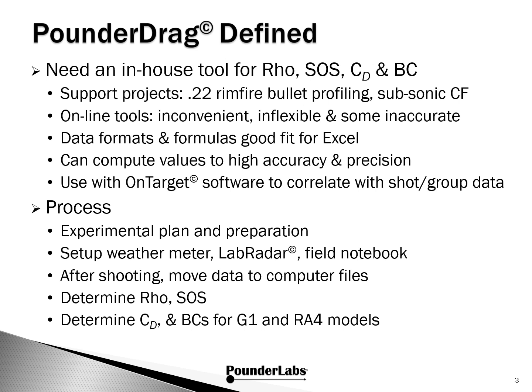Overview of the process, quite simple. We generally have a plan for what we're going to do and prepare for that. And then set up a weather meter, LabRadar, field notebooks, do our shooting, and then move the data into computer files. First step is to calculate environmental factors, and then move on to the calculation of drag coefficient and ballistic coefficients.